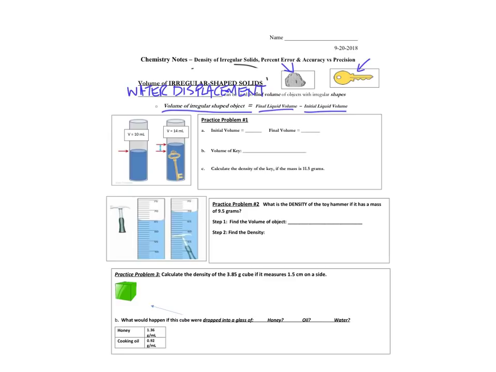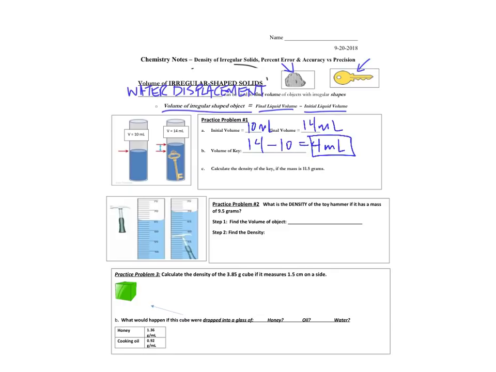So for example, over here on the left, I've got a cylinder that's got 10 milliliters of water in it. If I drop a key into this water, I should notice that the water level rises. And now it's at 14 milliliters. So my initial volume was 10 milliliters. My final volume is 14 milliliters. So my final volume minus my initial volume gives me 4 milliliters. So that key has a volume of 4 milliliters.